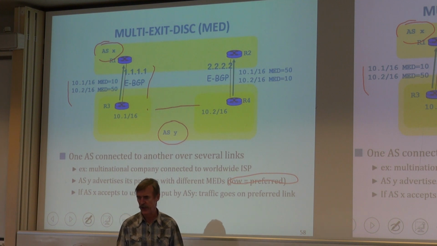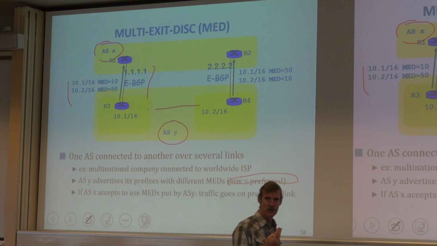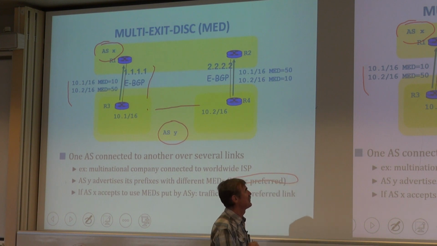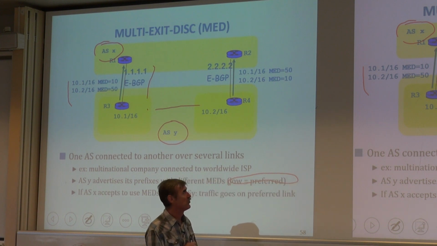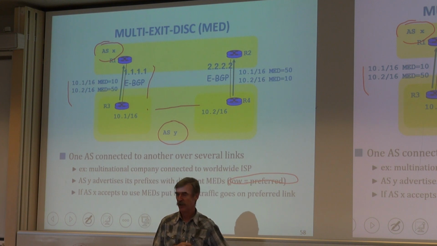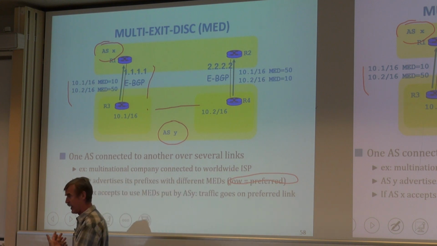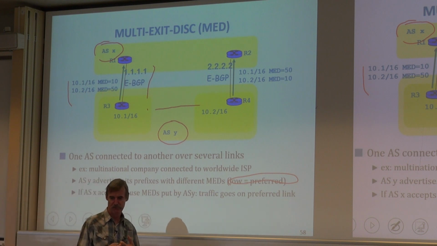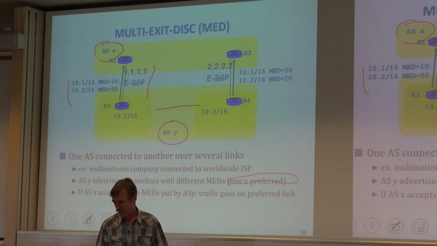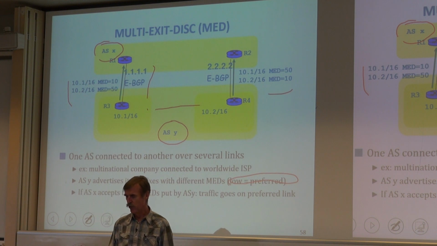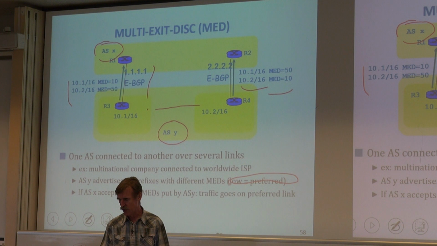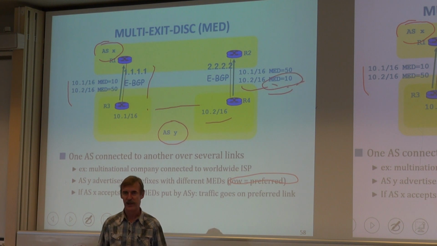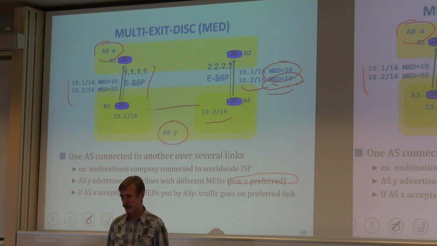So we see here R3 is advertising the two internal prefixes, 10.1/16 with MED equal 10 and 10.2/16 with MED equal 50. So the MED equal 10, which is the preferred value, is given only for the locally attached prefix. Conversely, R4 will announce 10.2/16, which is local, with a good value of MED equal 10. It will still advertise the other, but with a high value, which is a way to signal to X.